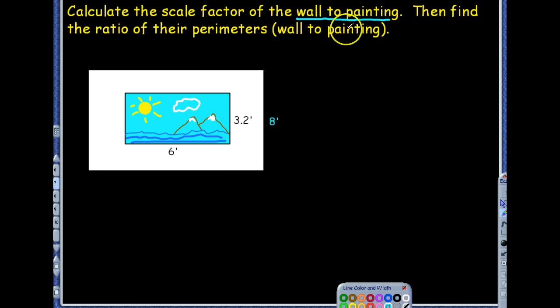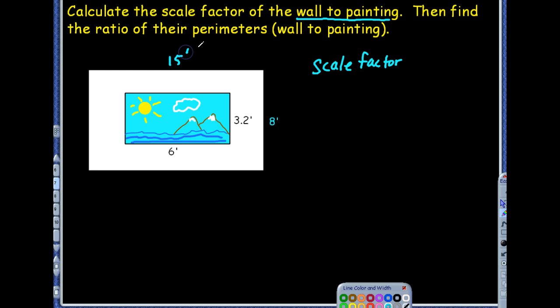All right, so the fact that it says wall to painting is important. The painting is obviously this picture, and then the wall is the white space. Okay, so we want to first find the scale factor. The scale factor basically is saying these are similar, and we're doing wall to painting. So what would I compare here? We lost a number there, by the way. We lost the 15 up top.